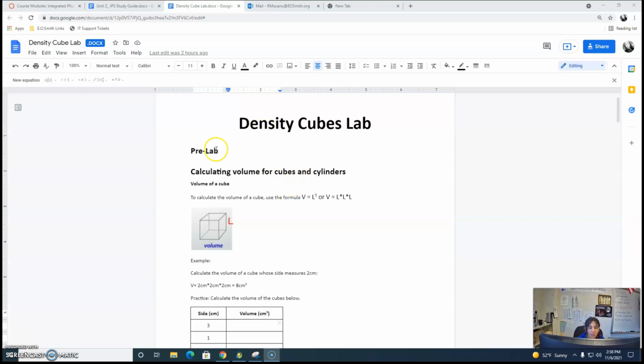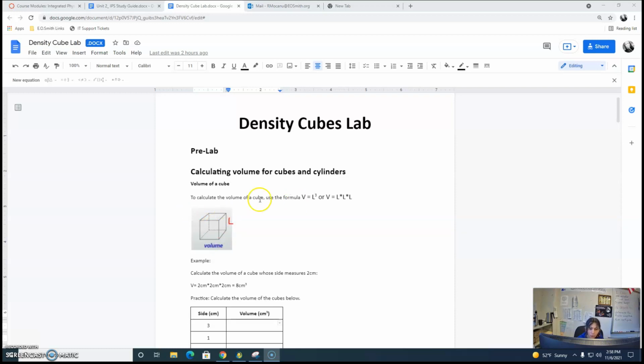All right, so the lab actually starts with a pre-lab, which is just a little bit of a review on how to calculate volume and a bunch of other things. So the first thing I'm asking you to do is to review calculating volume for cubes. The volume of a cube, I'm showing you an image of a cube right here.